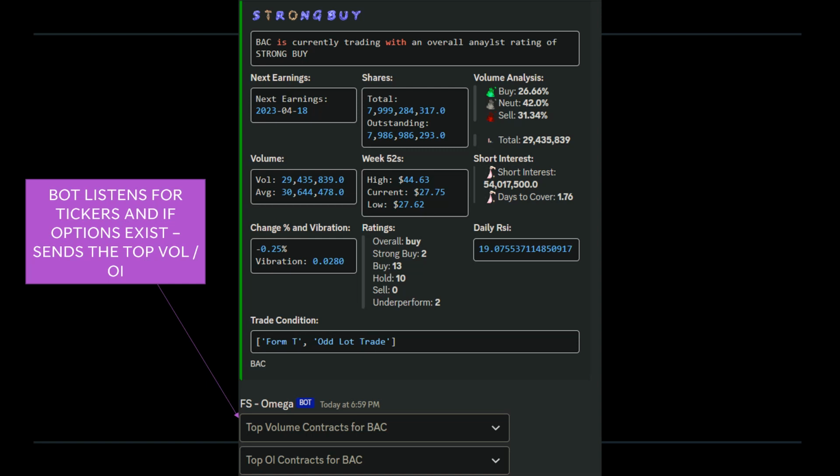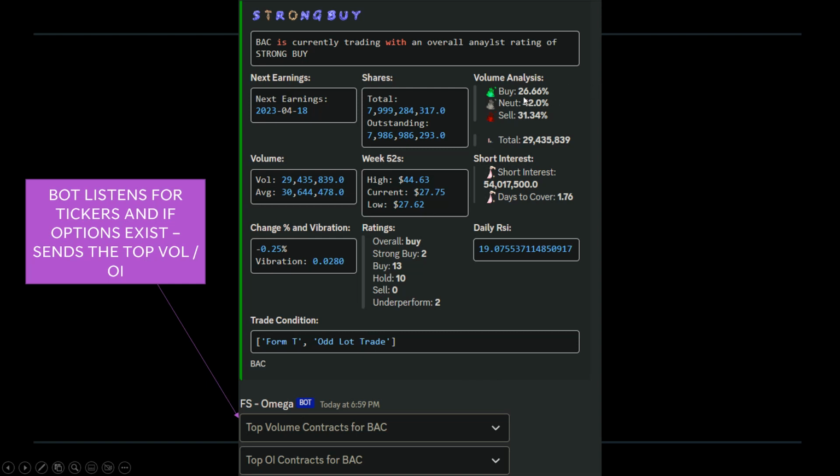So this is self-explanatory. Basically, all it means is that there are at least 20 analyst ratings on the stock, and of those 20 analyst ratings, the overall rating is going to be either a buy or a strong buy. That is the main criteria for this feed to trigger. With this, you're also going to get the next earnings date, the total shares versus the outstanding shares. Then you're going to get a nice volume analysis display in a nice percentage format.